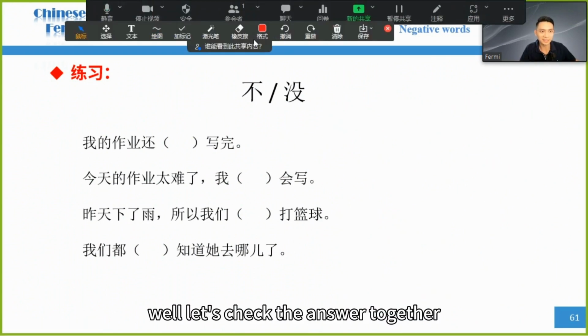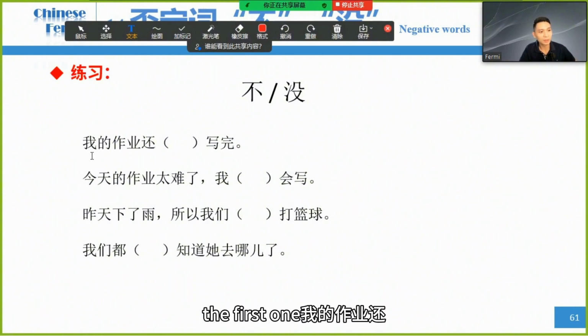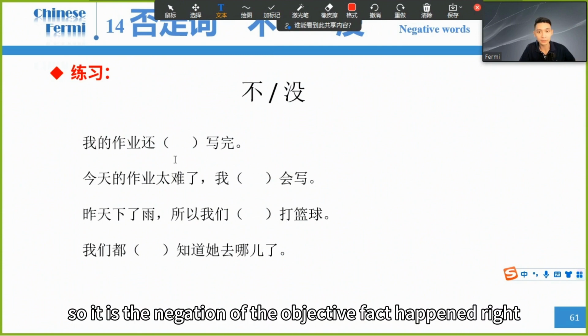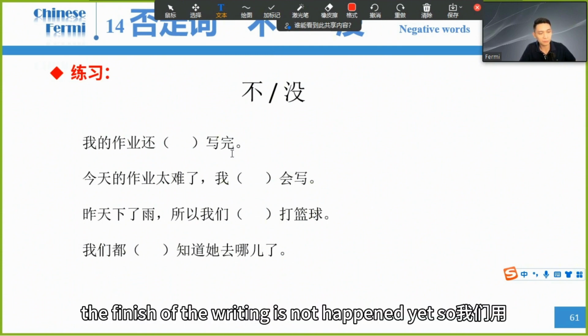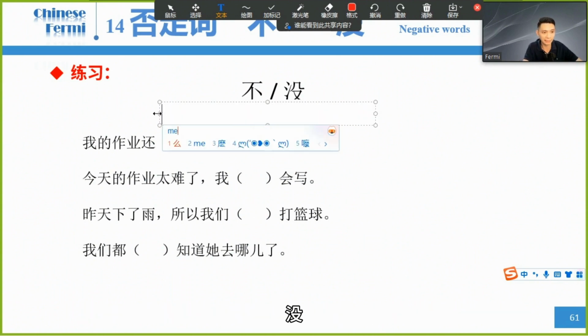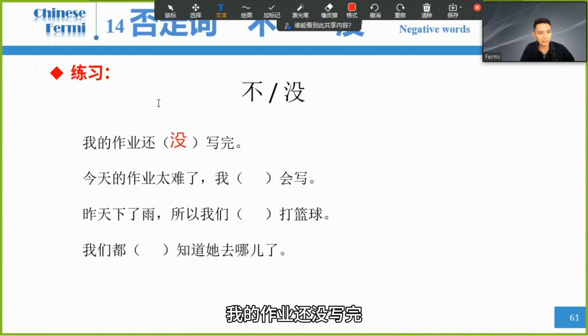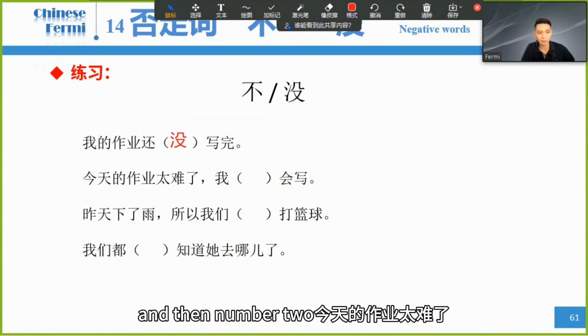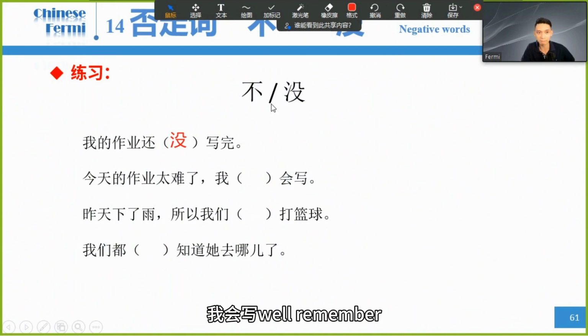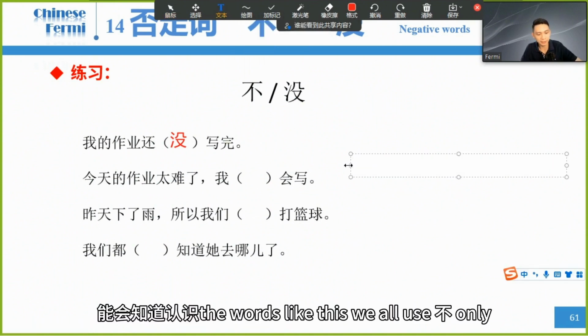Well, let's check the answer together. The first one, 我的作业还写完. So it is the negation of the objective fact happened, right? The finish of the writing has not happened yet. So we use 没. 我的作业还没写完。And then the number 2, 今天的作业太难了，我会写. Well, remember, 能、会、知道、认识, the words like this, we all use 不 only.